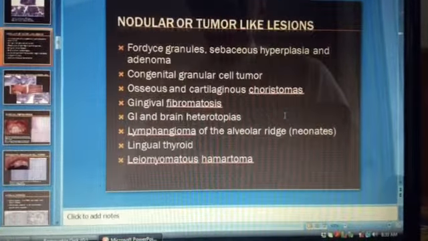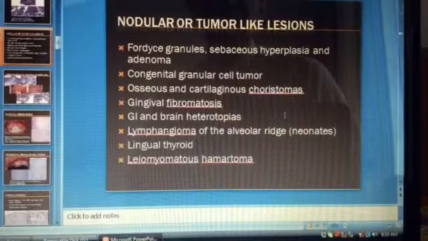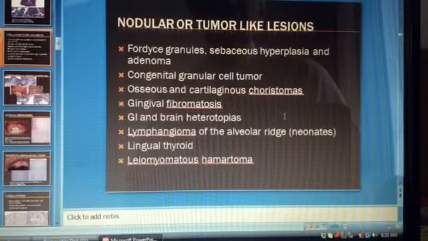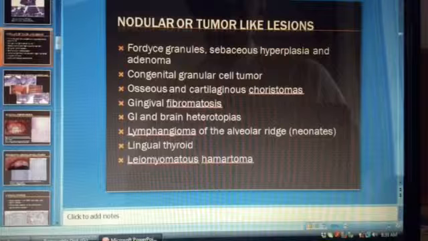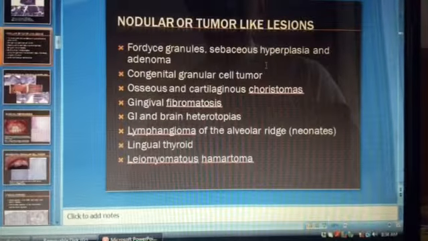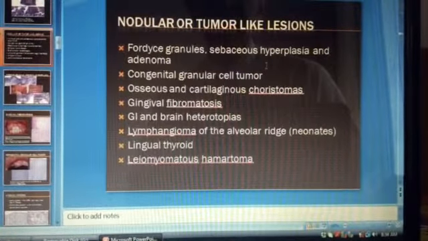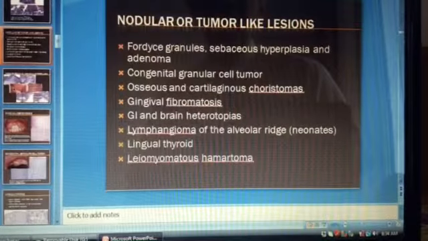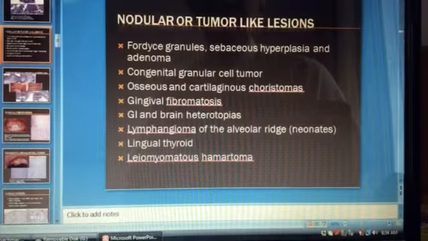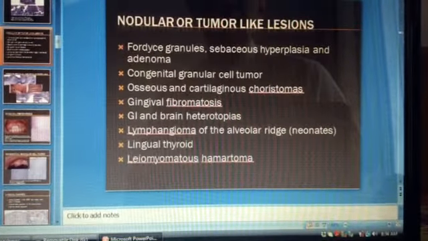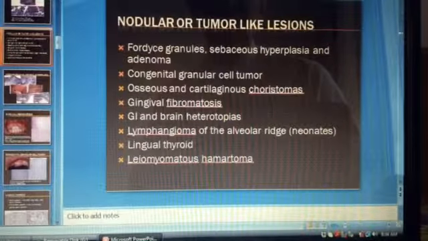Now, when we talk about nodular lesions, there is a much broader differential. Many of these are uncommon, but a few are fairly common. The histology is fairly obvious in some of them and less obvious in others. So we'll just touch on some of the high points here.